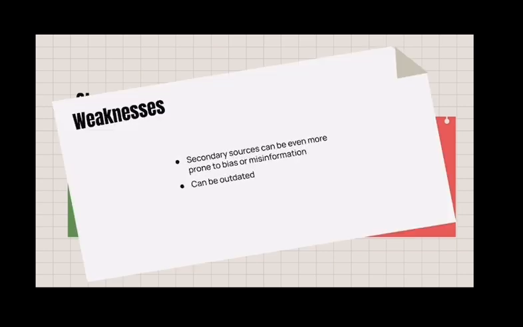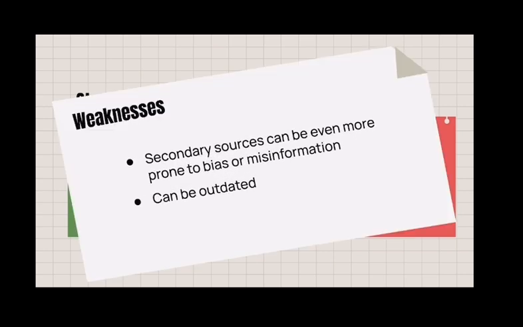However, secondary sources can be even more prone to bias or misinformation. Secondary sources like books or textbooks can also be outdated because historians and archaeologists are constantly researching and finding new primary sources. Asking some questions about credibility can help you determine if the source you are using is accurate and relevant. Questions like, when was it written? Who was it written by? And why did they write this? Are a first good step in determining the reliability of the secondary source.